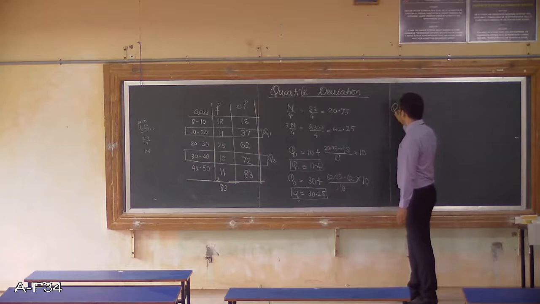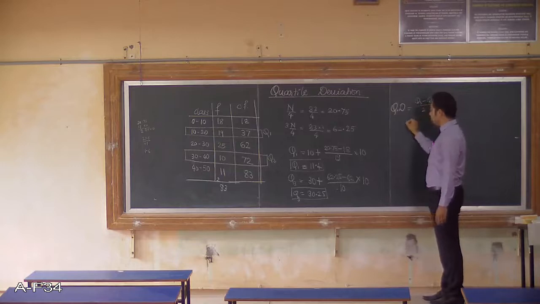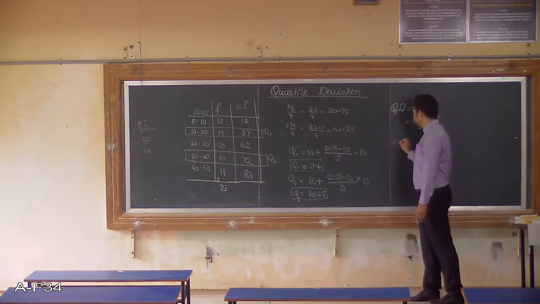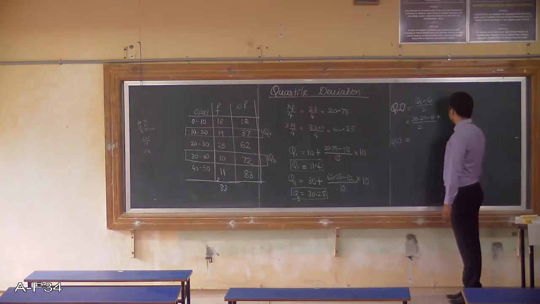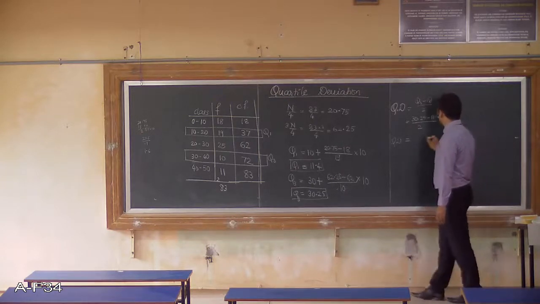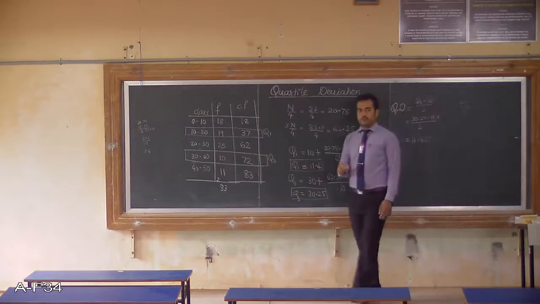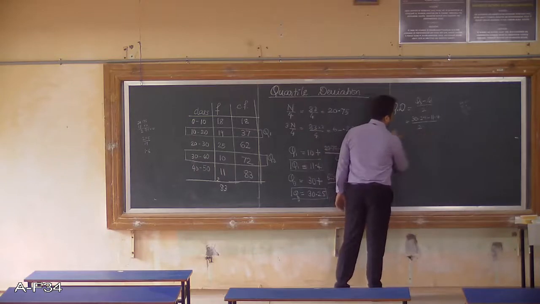Then the quartile deviation is quartile 3 minus quartile 1 divided by 2. So this gives you 30.25 minus 11.4 divided by 2. So this gives you the quartile deviation. So this gives you 14.425. This is the value of quartile deviation calculated.